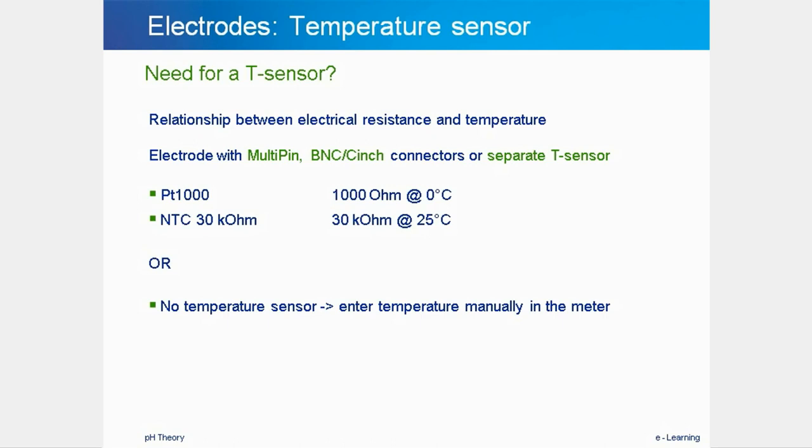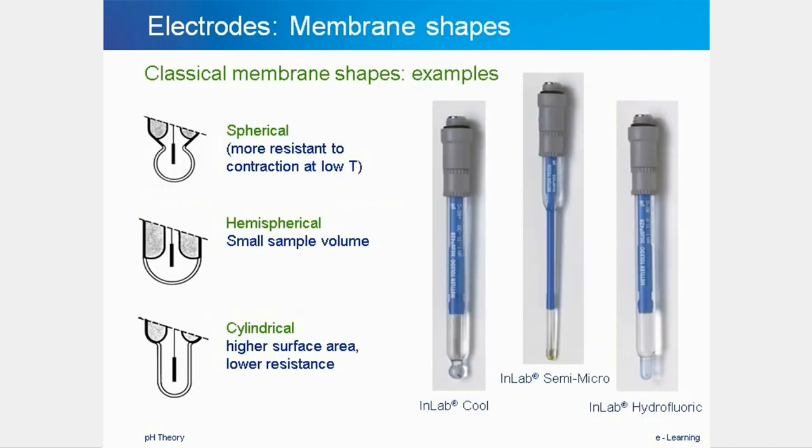Built-in temperature sensors are available as PT1000 or as NTC. A separate temperature sensor can also be used again. Toledo has either PT1000 or NTC options available.